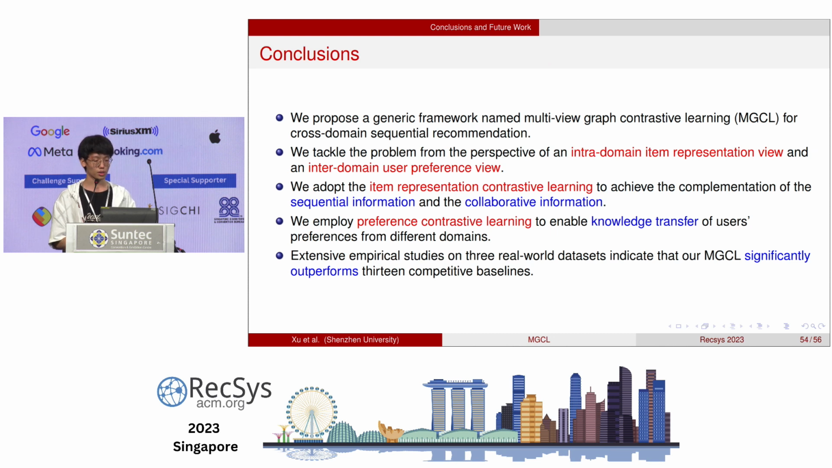Here is the summary of our work. We propose a generic framework for cross-domain sequential recommendation, and we adopt item representation contrastive learning to achieve the complementation of the sequential information and the collaborative information. Moreover, we employ preference contrastive learning to enable knowledge transfer from different domains.